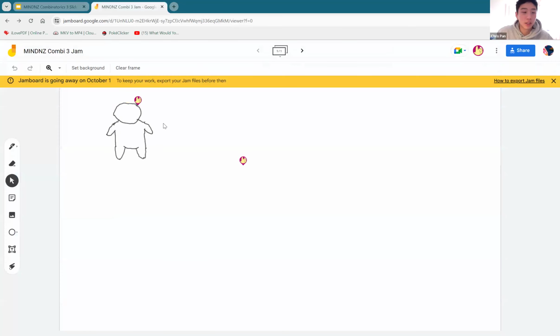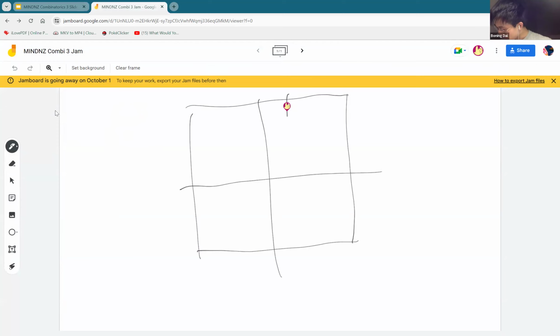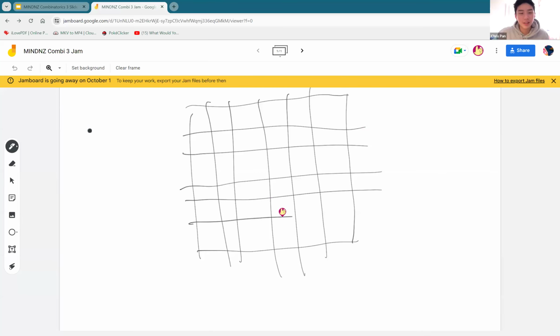So if we go to the slides here, I'm not sure what Jerry's drawing here. Okay, can you drop the board? Thanks. I got you.